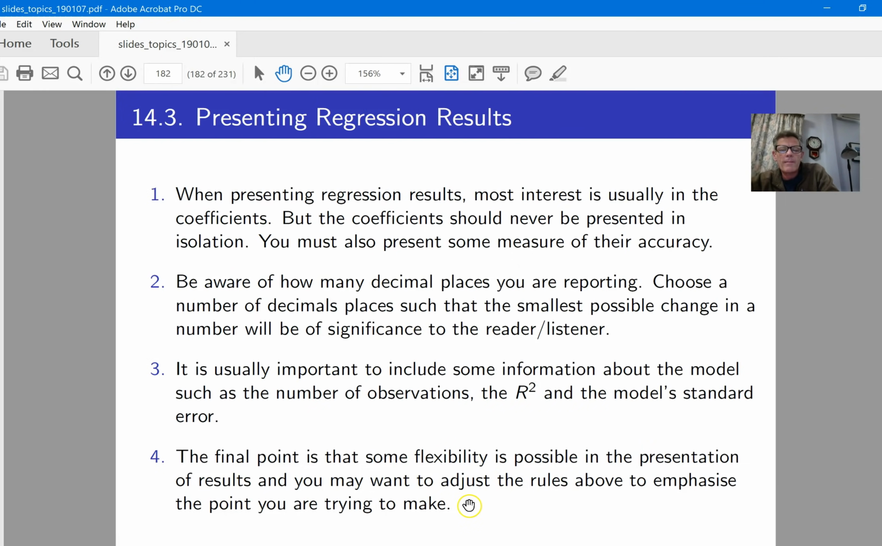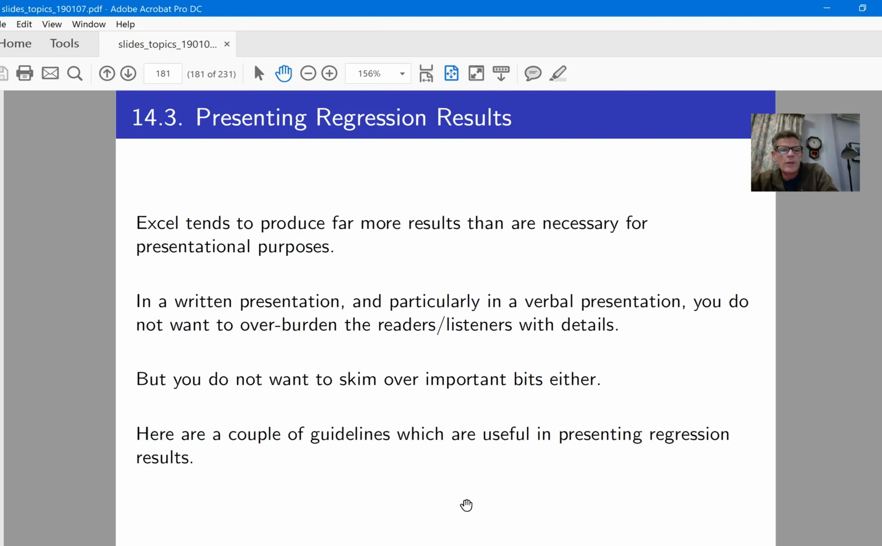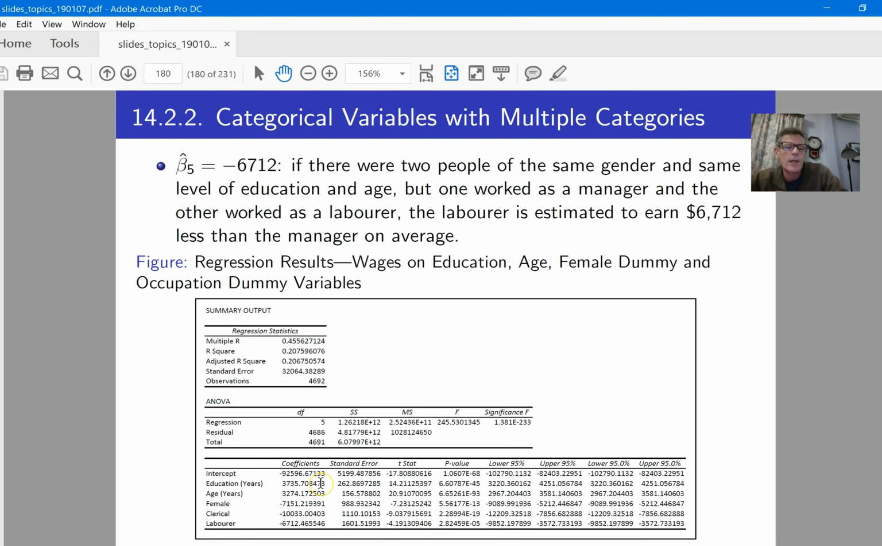And then just think a little bit about how you get your message across. So one of the things you might do in this case, for example, is you might say, let's take a typical person. We've got a 25-year-old female who has university education and is working as a manager. What does the model predict their wage would be? So plug some numbers in and tell us. Now then say, let's take a 25-year-old male who's got the same amount of education working as a manager as well. How much do they earn? So use that simple thing to communicate the ideas.